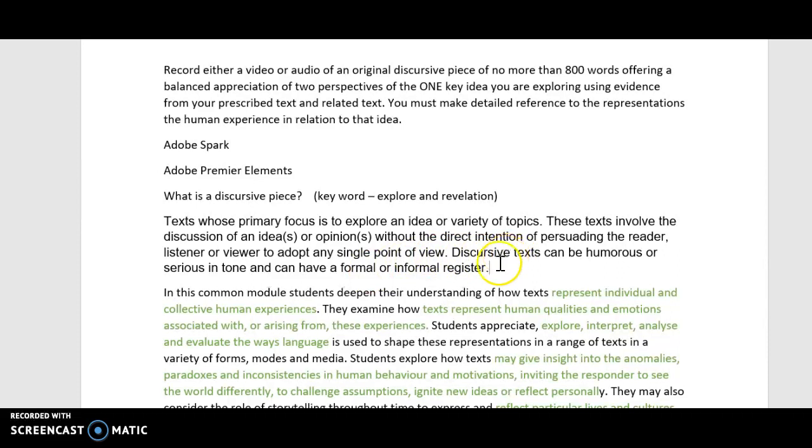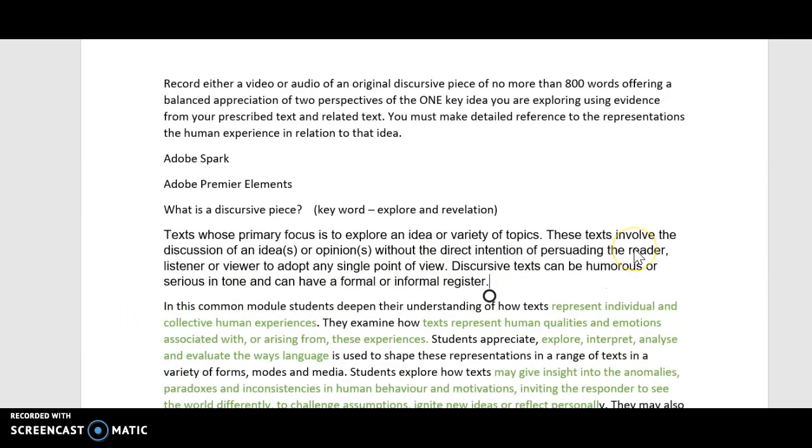So our question is, what does all of that mean? What do you have to do? So when we're looking at this definition, we have to look at what is going on here. Now, it's really important to note this word here, explore. It's an exploration. It's moving around an idea and looking at it from different angles and just seeing what's there.